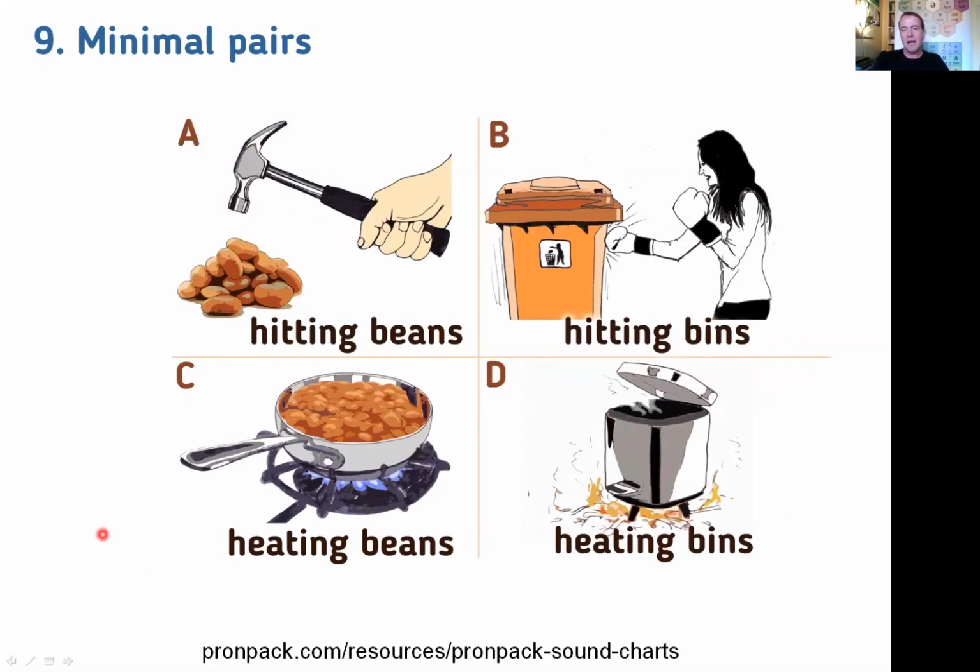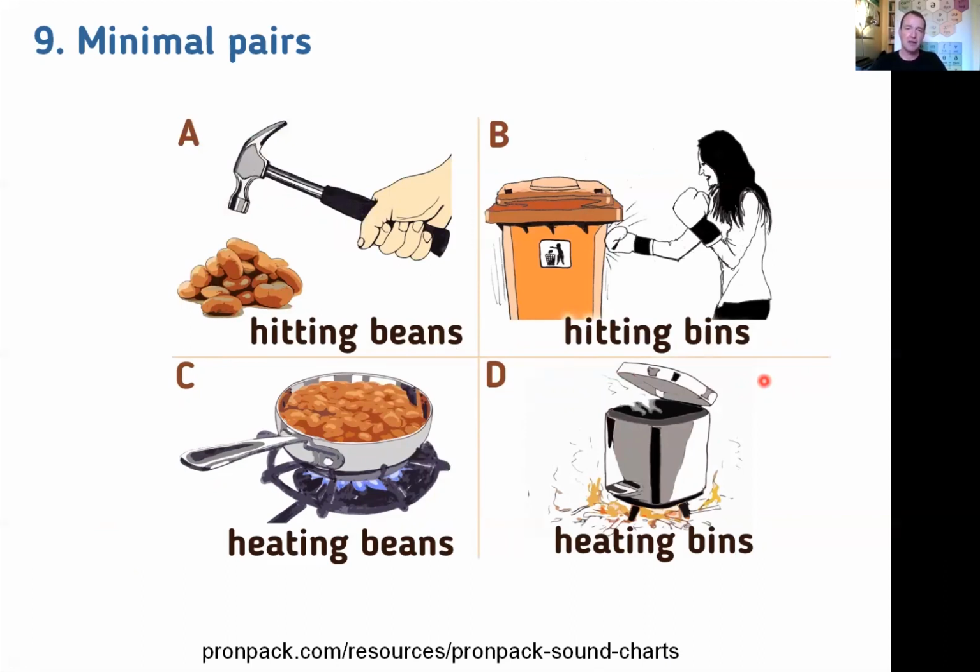A minimal pair is two words, a pair of words, which are different only in one phoneme, in this case the vowel in the middle. Beans, bins. That's a minimal pair. And minimal pairs you can use for a variety of games and activities in pronunciation teaching.